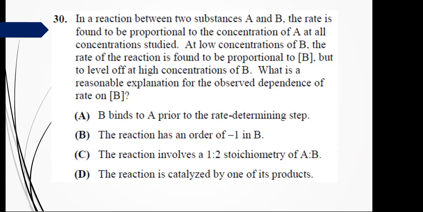Now remember that if B is to the -1 power, it's not going to be proportional to it. That means that as our B got bigger, our rate would get slower. So that would be inversely related, not proportional.